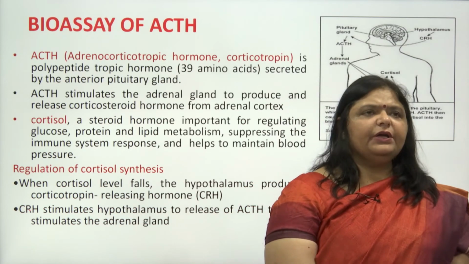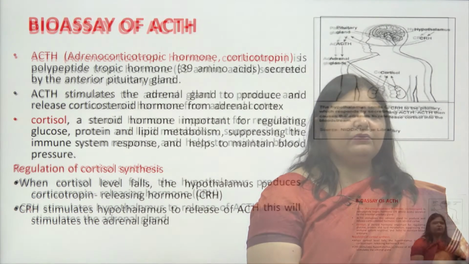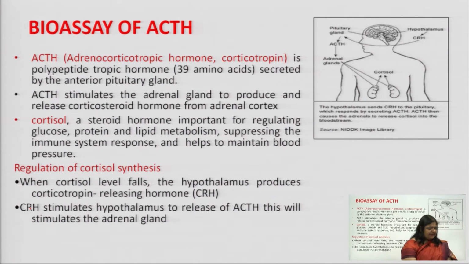Now, before going into the bioassay of ACTH, let us first talk about what is this ACTH. ACTH is adrenocorticotropic hormone, or we also call this corticotropin. This is a polypeptide tropic hormone which consists of 39 amino acids, and it is secreted by the anterior lobe of the pituitary gland. ACTH stimulates the adrenal glands to produce and release a corticosteroid hormone from the adrenal cortex.